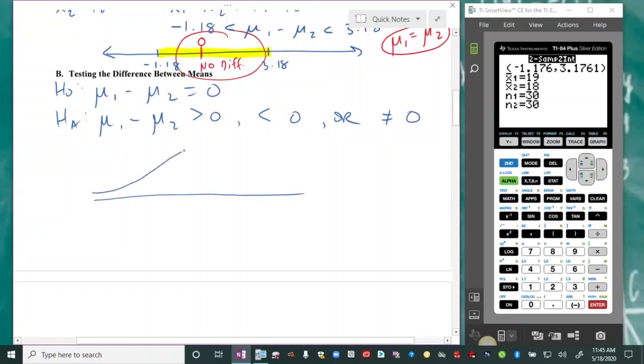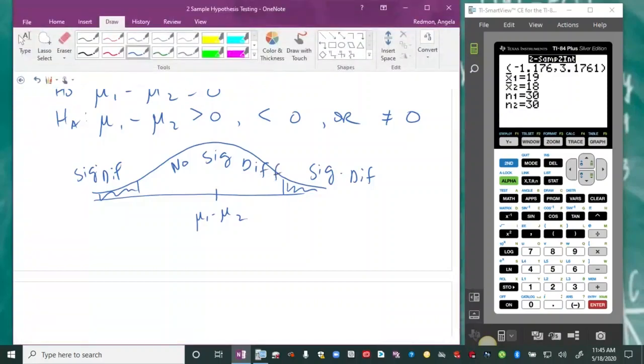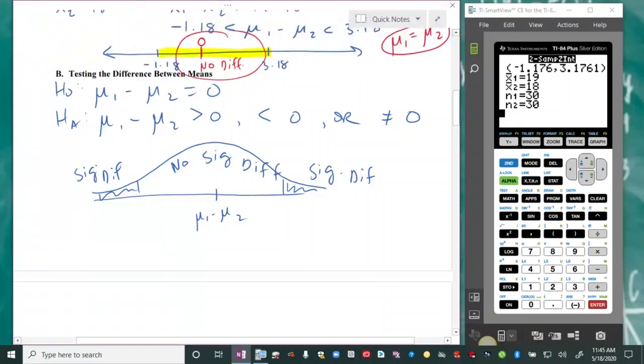As I put this under a normal curve, my expected difference lives right here in the middle. And again, we might have a one-tailed test or a two-tailed test, but we've got a significant difference out in my tails. So I've got a significant difference there, and if I happen to have a tail on the right, that would give me another significant difference. And in the middle, no significant difference. If I write this in terms of rejecting or failing to reject my null hypothesis, in the middle, this would be fail to reject the null hypothesis.